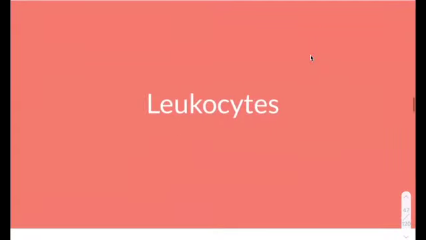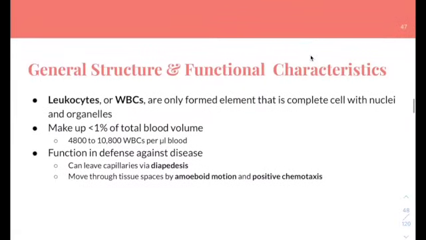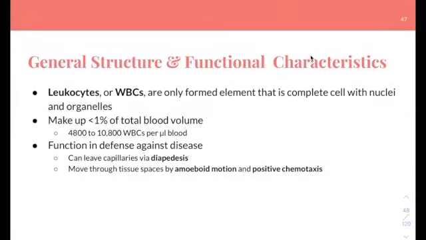Let's look at leukocytes, or white blood cells. They are the only formed element that's considered a complete cell because they have a nucleus, and they have the organelles still remaining after they're fully mature. So white blood cells are about 1% of the blood volume. There's usually 4,800 to 10,800 per microliter of blood.